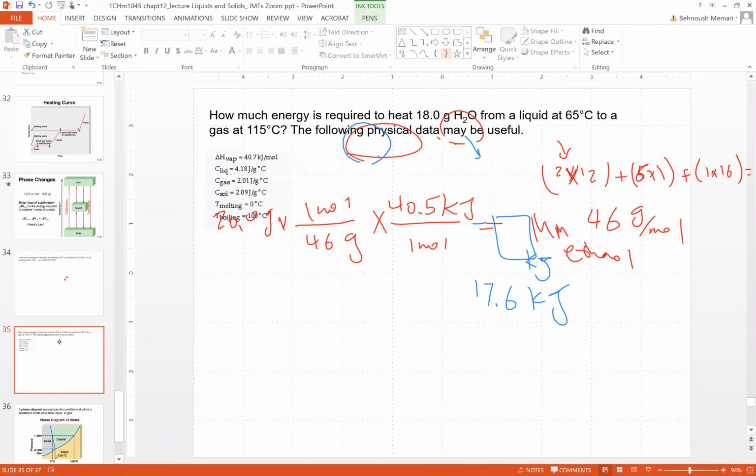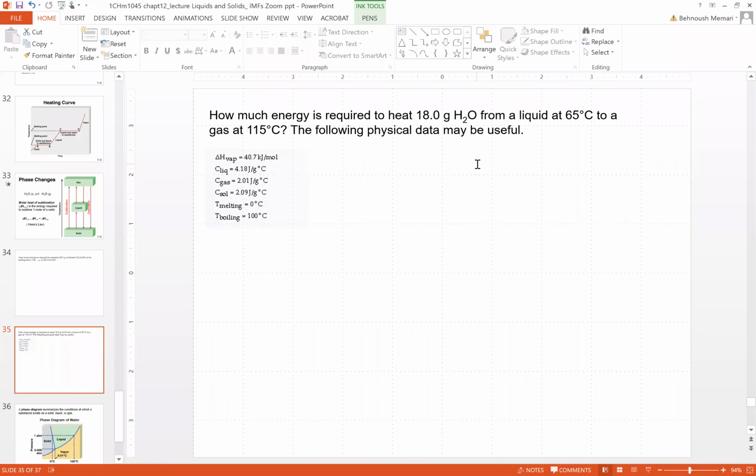Next example, okay, that is like a phase change. So we have 18 grams of water, a liquid at 65 degrees to 115 degrees gas. So for this, first thing I'm going to do, I'm going to look at the phase diagram. What does the phase diagram show me? The phase diagram was like this, okay? So you should be able to build your phase diagram.